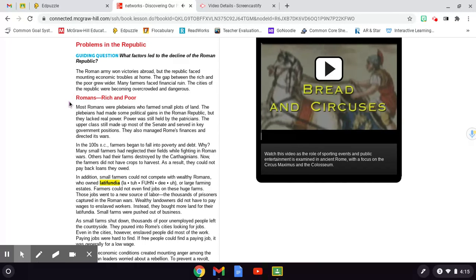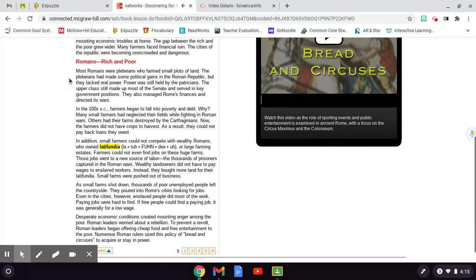Romans, rich and poor. Most Romans were plebeians who farmed small plots of land. The plebeians had made some political gains in the Roman Republic, but they lacked real power. Power was still held by the patricians. The upper class still made up most of the Senate and served in key government positions. They also managed Rome's finances and directed its wars.